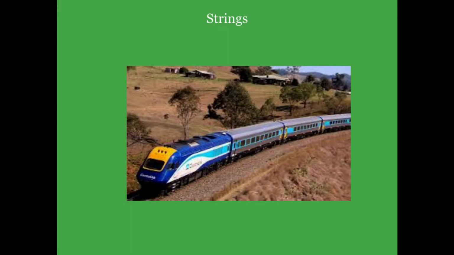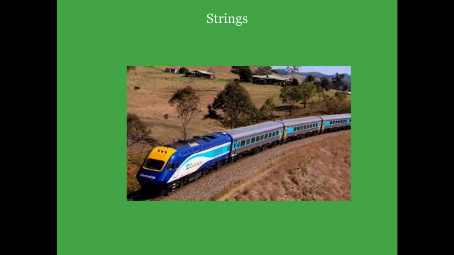Alright guys, in this tutorial we are going to talk about strings. As you can see a train in the image and all the cables that are connected to it, they're similar to strings. As you can see, train is actually a combination of some parts. So is the string. Strings are actually combination of characters.